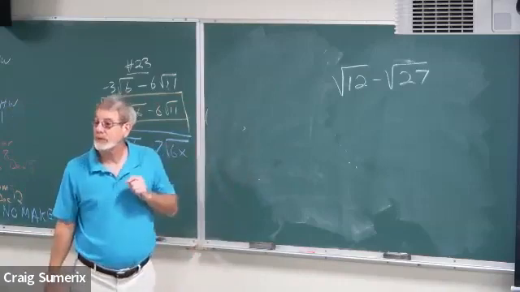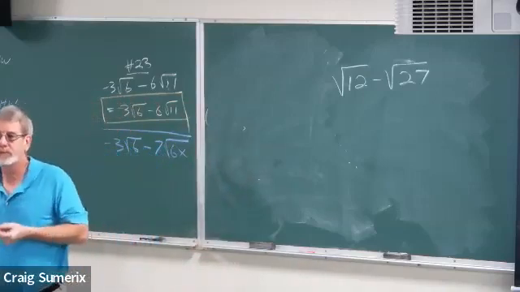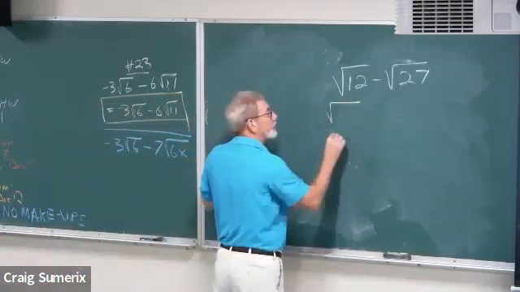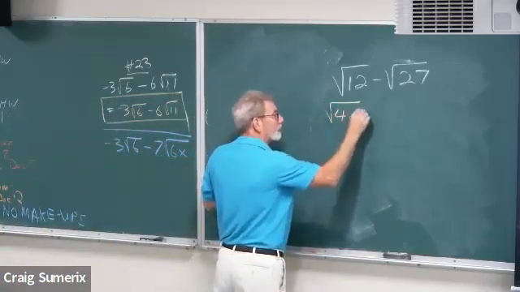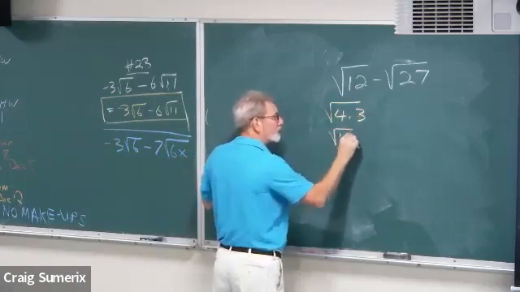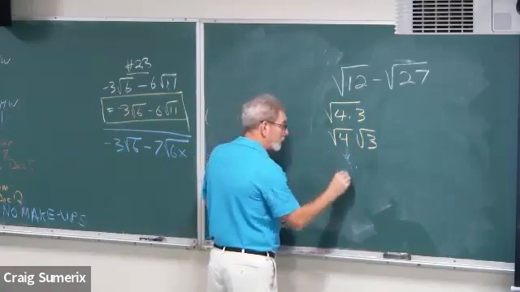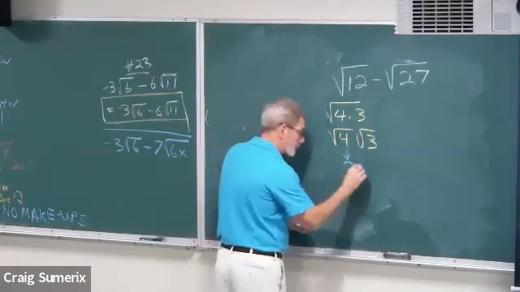Can you break down the square root of 12? Is that in its simplest form? No. What could you break this down to? 4 times 3, which would be the square root of 4 times the square root of 3, and the square root of 4 is 2, so that is 2 square root of 3.